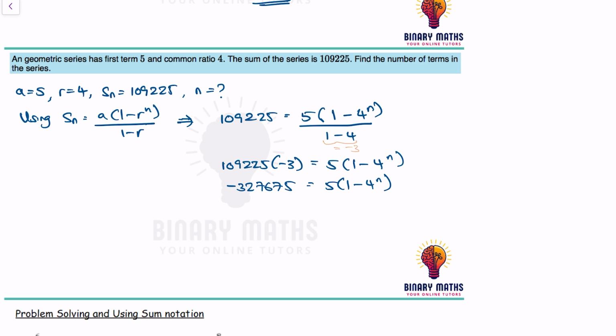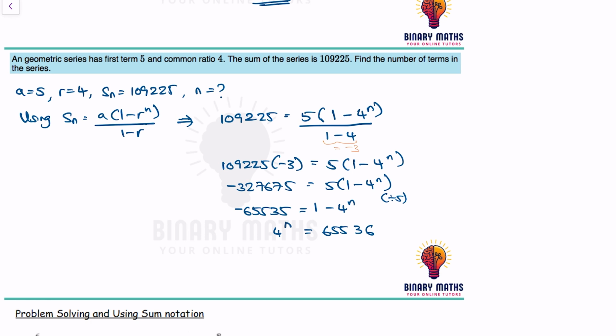If I divide by 5, I end up getting on the left hand side -65535 is equal to 1 minus 4 to the power of n. So if I take -4 to the power of n to the other side, and I take the -65535 to the right hand side, then I get 1 plus 65535, which is equal to 65536. 4 to the power of n, that should be not 4n.